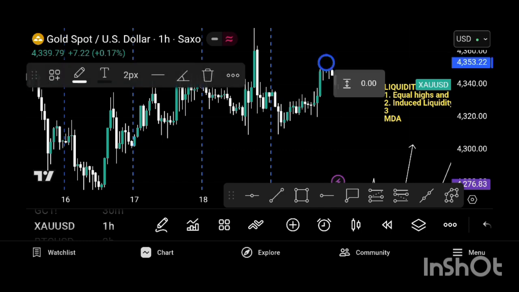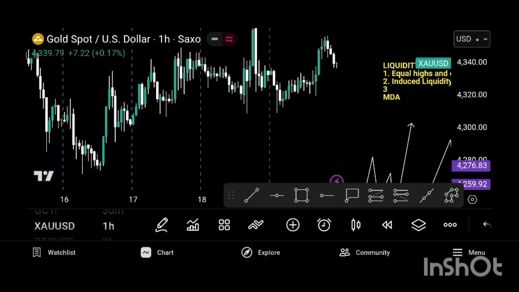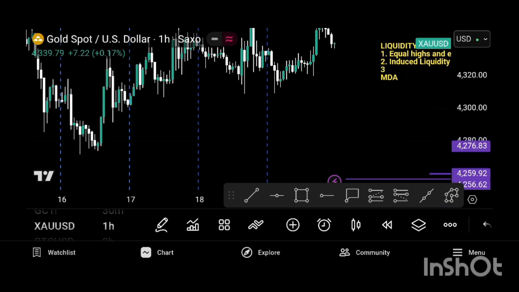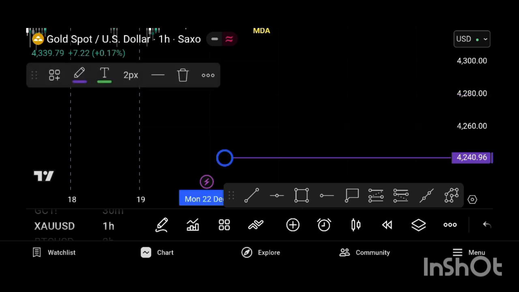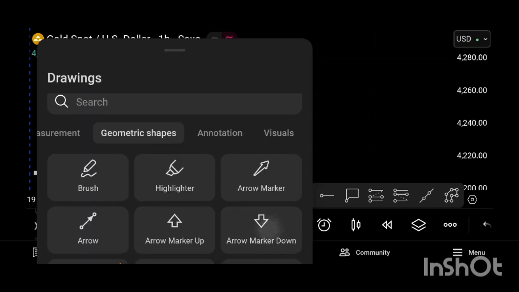You can go over your chart and find multiple examples like that. Okay, the final type of liquidity that we have is what we call the MDA. MDA means miss, deep, and accurate. I will show you. Miss, deep, accurate.